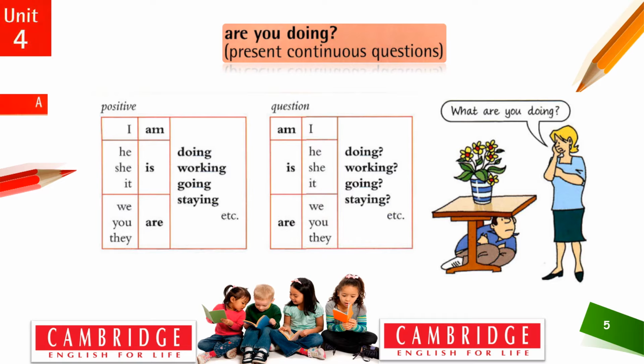What are you doing? You can see the picture. What are you doing? First, the word is question word. Second comes the helping verb, then followed by the pronoun, and then present participle.